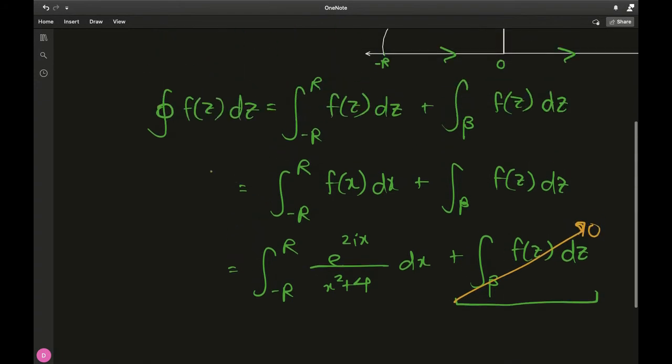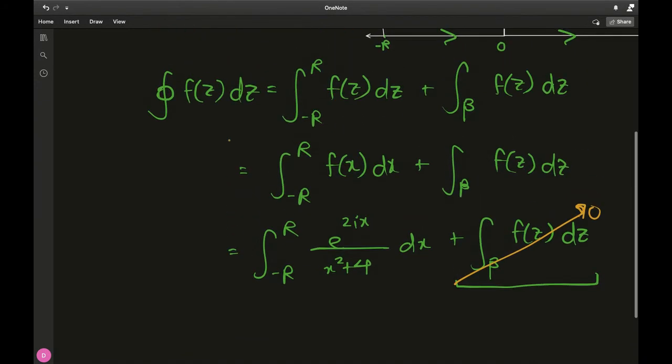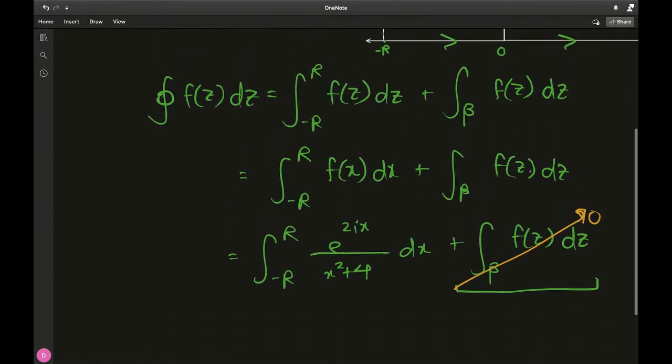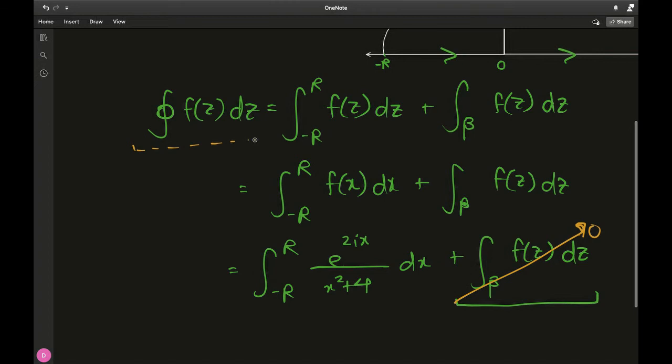So for our contour integral, we just need to now use the residue theorem, because the other difficulties just went away. So to calculate this separately, we need to use the residue theorem. So let's do that on a fresh page.